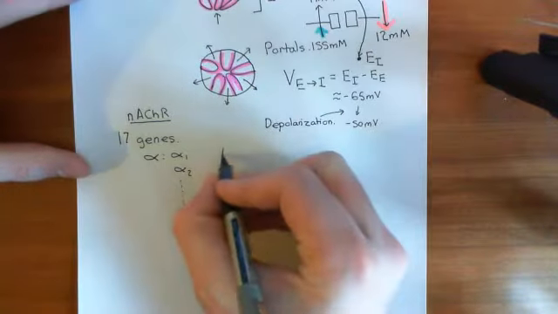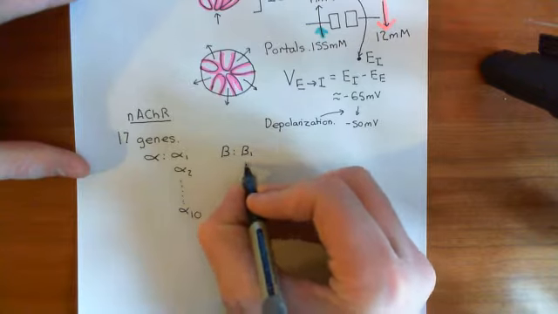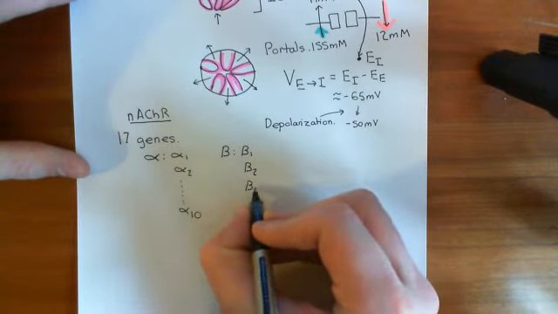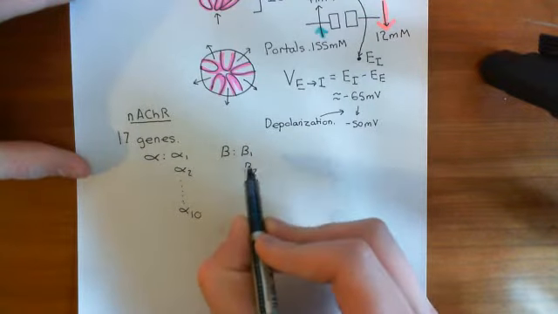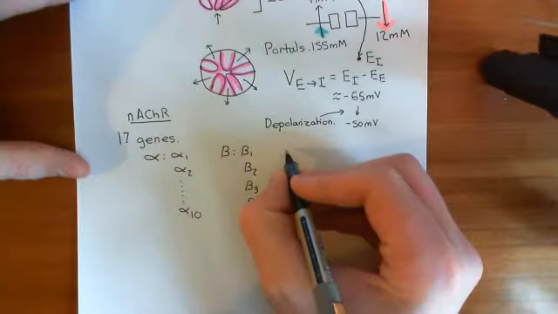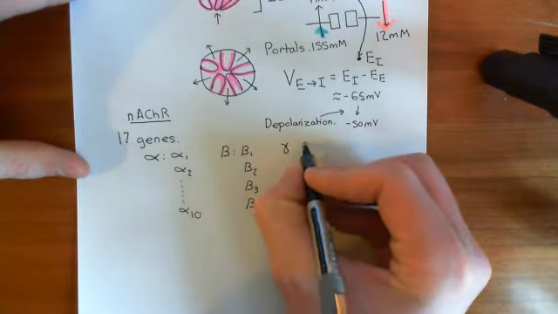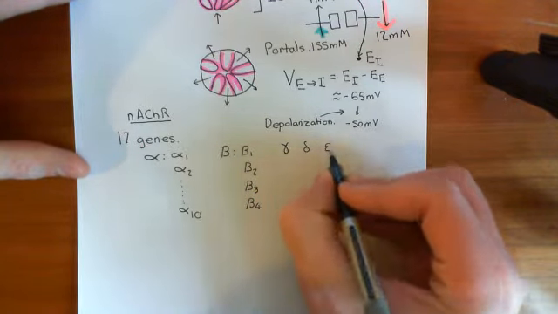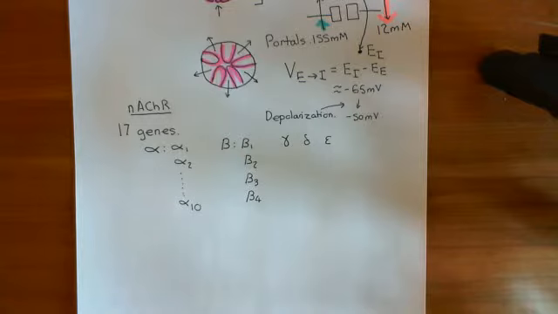Okay, the next family, that's 10 genes. The next family is the beta family, which has 4 genes. So this has the beta 1, beta 2, beta 3, and beta 4 genes. Again, these are all genes which will code for proteins which can make up a fifth of the nicotinic acetylcholine receptor. Finally, the 3 last genes aren't grouped into families, and they're just called the gamma, delta, and epsilon genes. So that is the 17 protein subunits that you can use to make a nicotinic acetylcholine receptor.